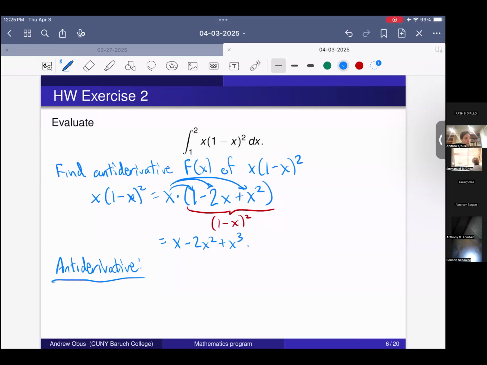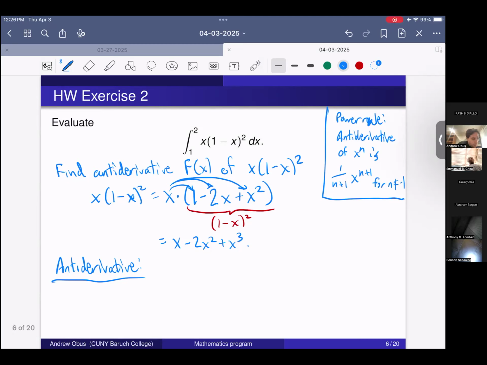And for this, we can use the power rule, which I'll recall over here. Remember, the antiderivative of x to the n is 1 over n plus 1 times x to the n plus 1, at least whenever n is not equal to minus 1. So for this antiderivative, we know that the antiderivative of x is 1/2 x squared. The antiderivative of x squared is 1/3 x cubed, but we have a 2, so it's minus 2 times 1/3 x cubed. And then the antiderivative of x cubed is 1/4 x to the fourth.